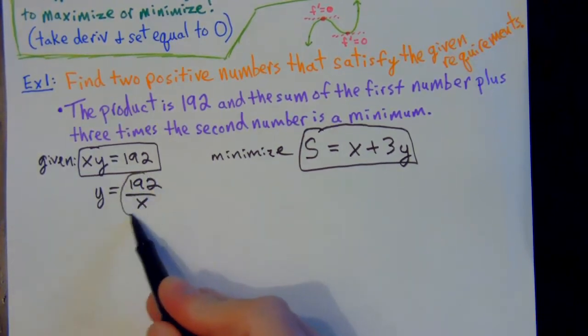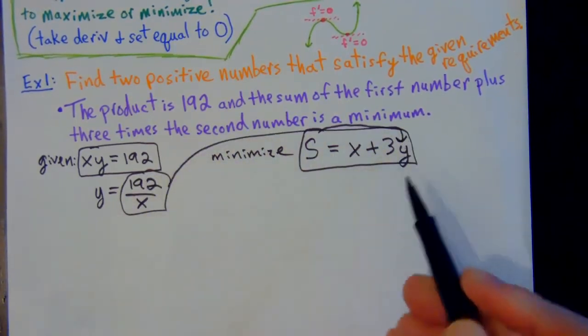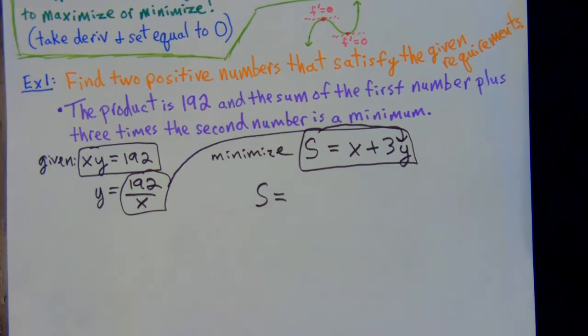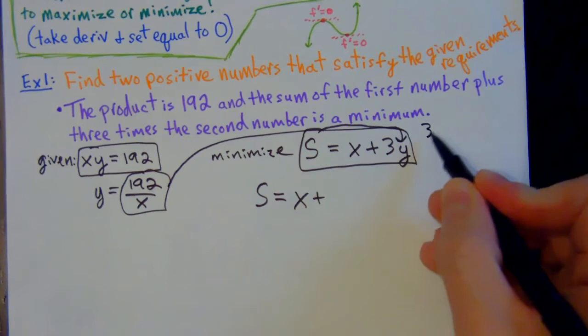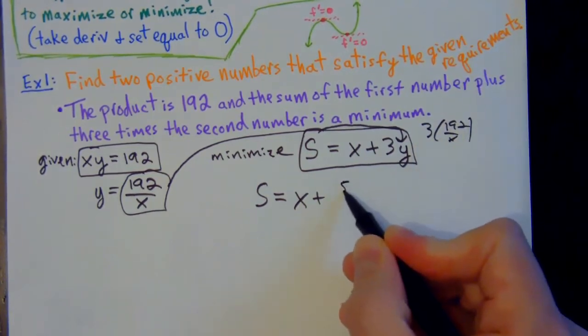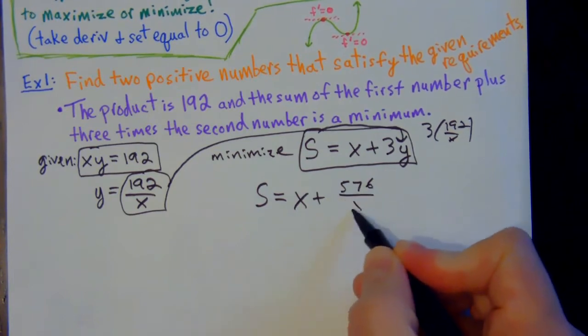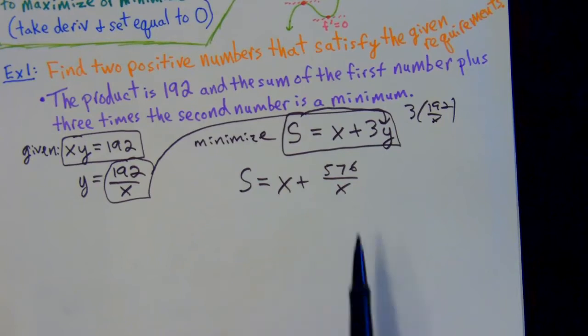And then I'm going to take that 192 over x and substitute that in place for the y. And so I'm going to get this primary equation in terms of one variable. If I plug in that 3 times 192 over x, I can just make that 576 over x. And then once you have that in terms of one variable, now you're simply going to take the derivative and then set this thing equal to 0.